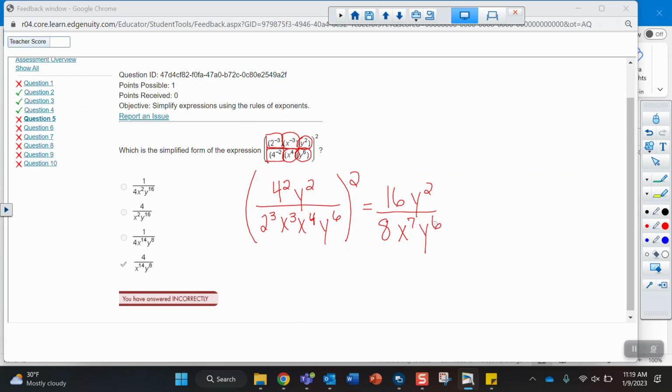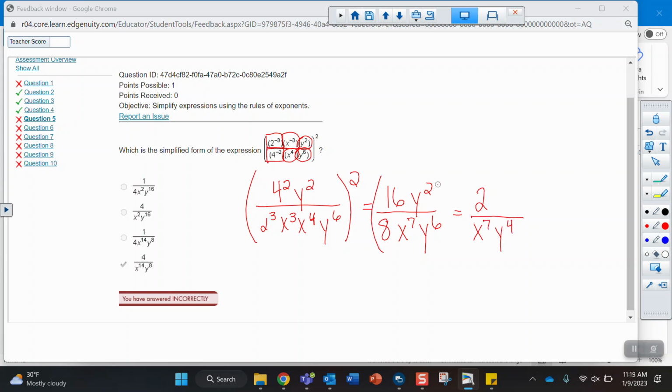And I am still going to clean things up. So what else can I clean up? Well, 16 over 8 is actually 16 divided by 8. That's actually 2. So I can put a 2 back up top. And I have a y squared on top and a y to the 6 on the bottom. 2 minus 6 is negative 4. So that's going to put the y's in the bottom. So now I have x to the 7th, y to the 4th.